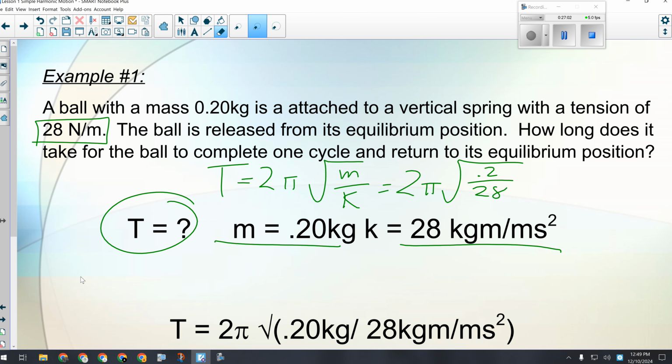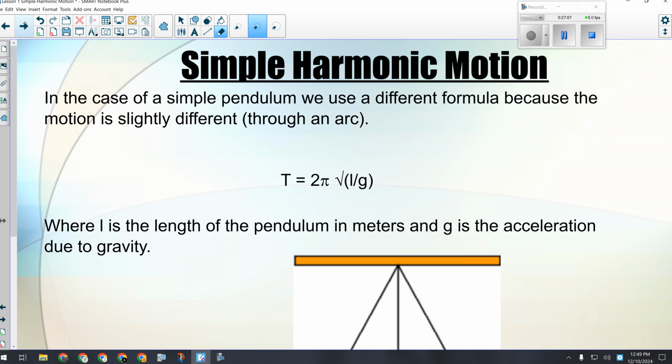So if we're talking about a pendulum, the two things that affect the period of a pendulum are the length of the pendulum and the acceleration due to gravity. So the formula looks very similar, it's just got L and G in it instead of M and K.